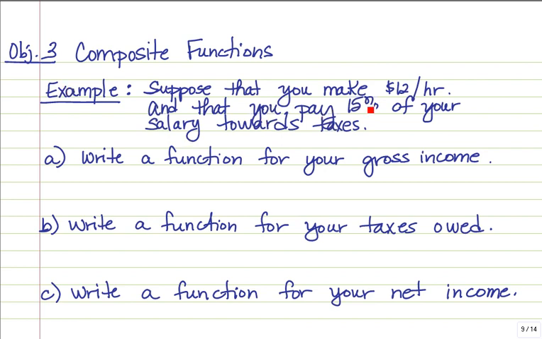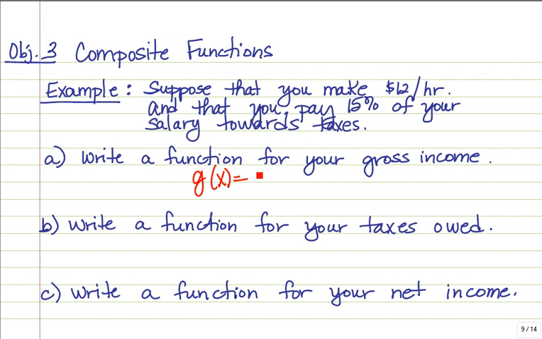Let's suppose that you make $12 an hour and that you have to pay 15% of your salary towards taxes. So let's think about what is a function that would express our gross income? What is a function that would express the taxes that we owe? And what is a function that would represent our net income? Well, how can we find our gross income? Gross income is what we bring home before we have to pay the government. So our gross income, we'll call that G.